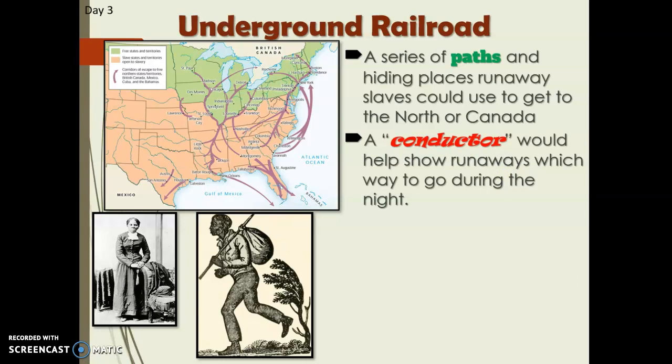Now you had what were called conductors. A conductor would be someone that would help show the runaways which way to go during the night. And so they would usually travel by the water to help cover the scent from the dogs in case there were any hounds following them. They had slave hunters out there, so they had to find any way possible to cover their scent, and usually they had to travel in the water.